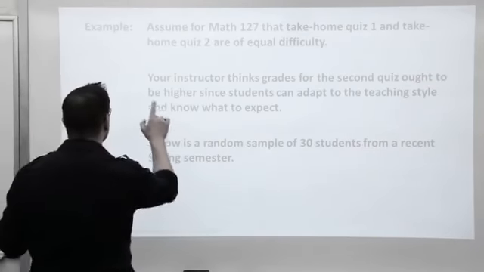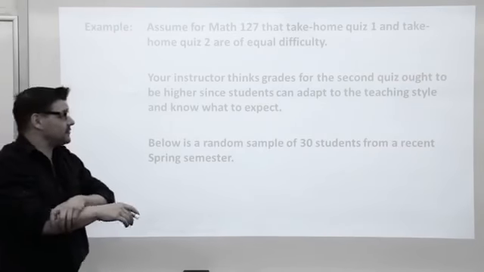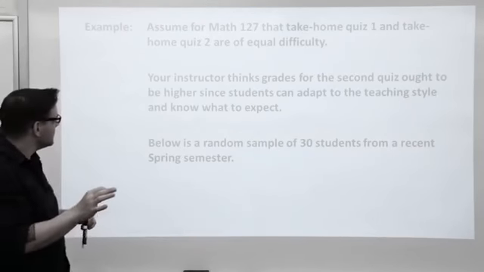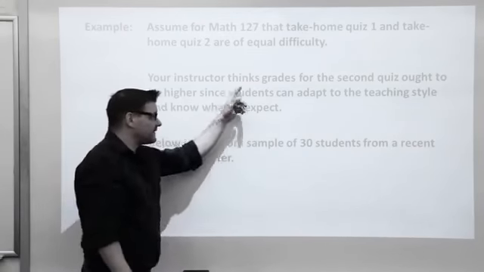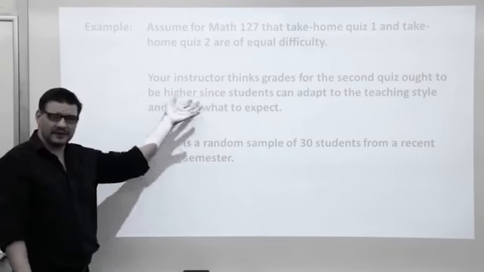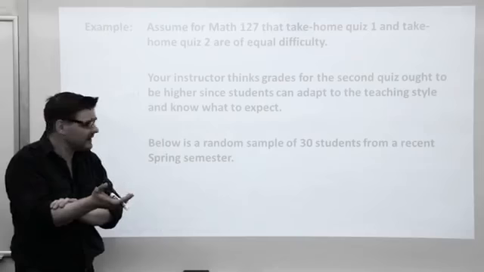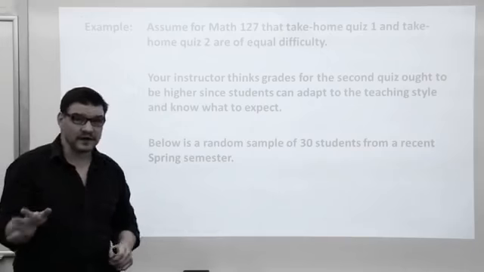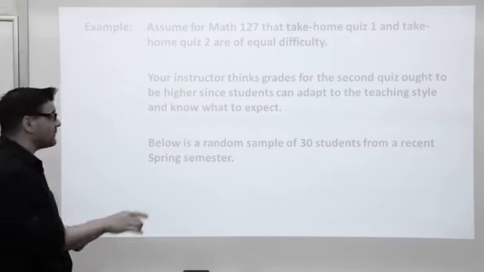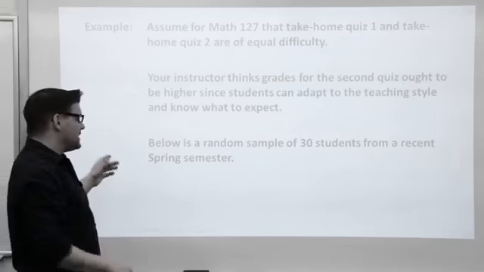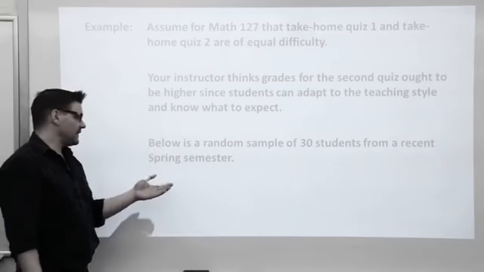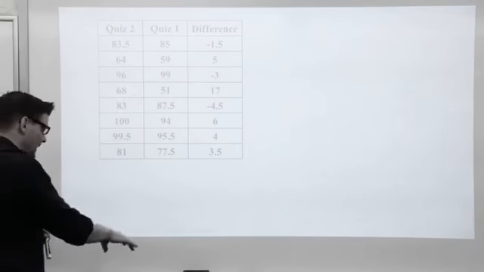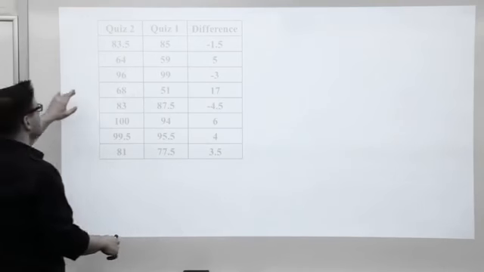Here's the first example. We've got two. Assume for Math 127 that the first take-home quiz, quiz 1, and the second take-home quiz are equally difficult. Your instructor thinks that grades for the second quiz should be a little bit higher because students have had one in the bank, they can adapt to teaching style, they sort of know what to expect, and so we might expect that quiz 2 scores are a bit higher than quiz 1, presuming they're of equal difficulty. Suppose we took a random sample of 30 students from a recent spring semester. You can see the data in the notebook. I don't have the whole columns here on the slide, just the first few rows.